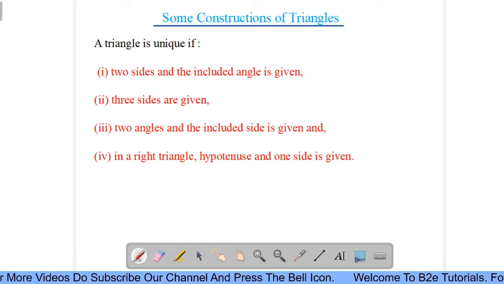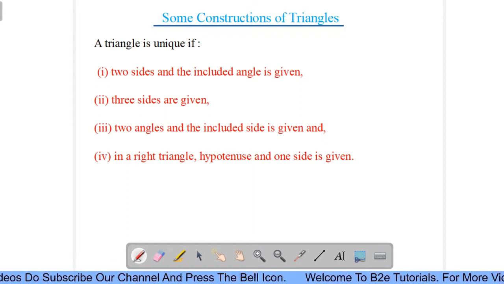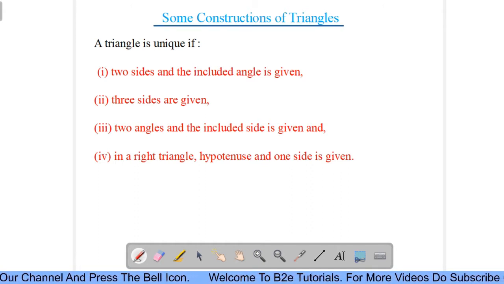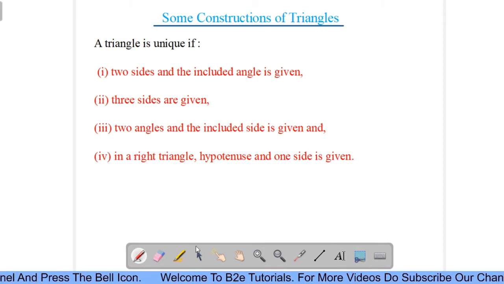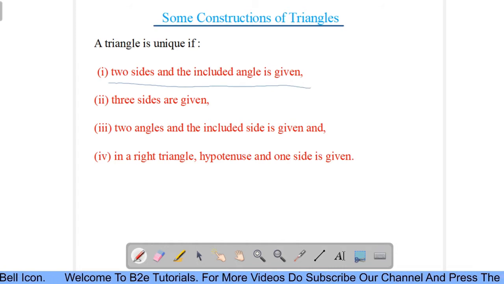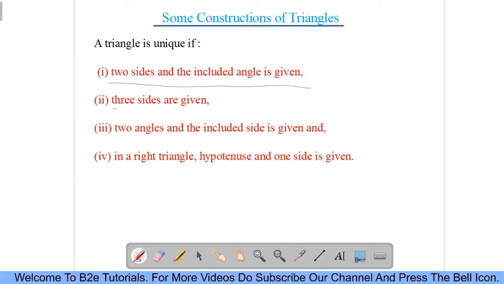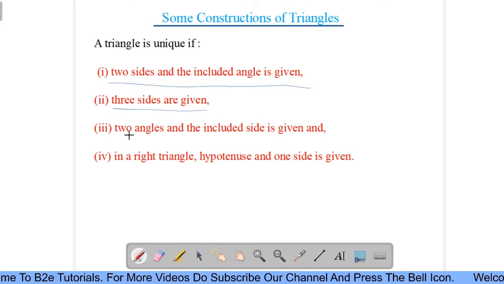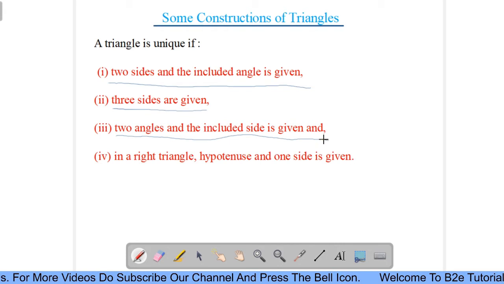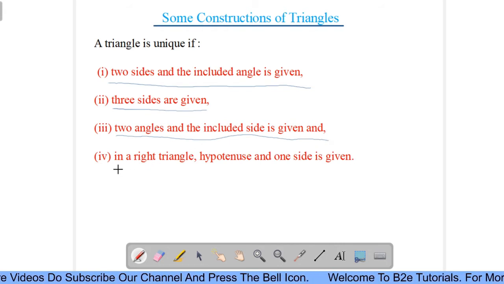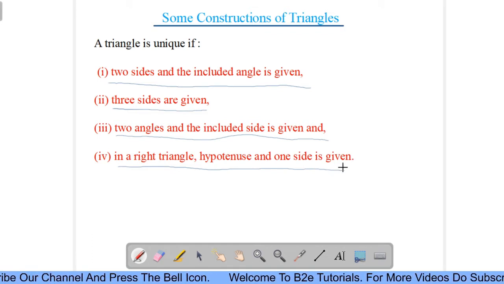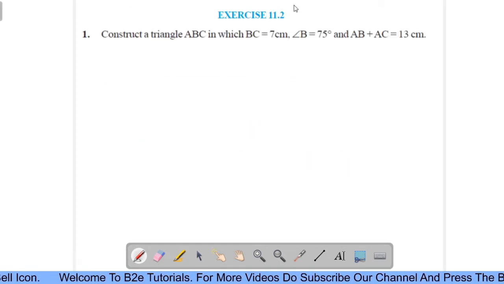Good morning, students. Today we will do some other constructions of triangles. Here, a triangle is unique if two sides and the included angle are given, three sides are given, two angles and the included side are given, and in a right triangle, the hypotenuse and one side are given. Come to exercise 11.2.